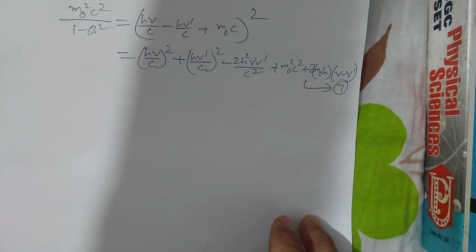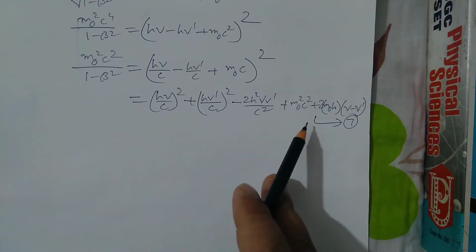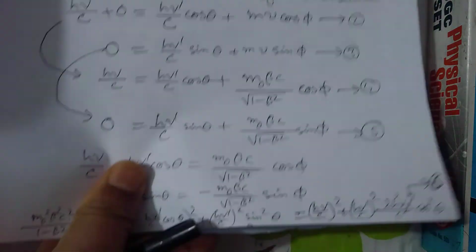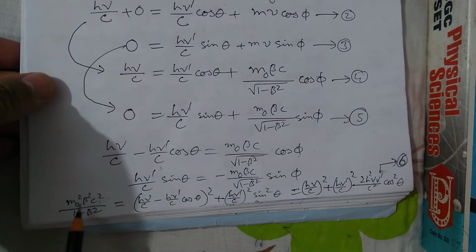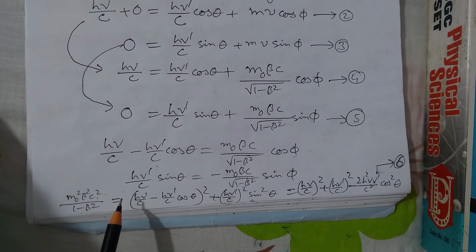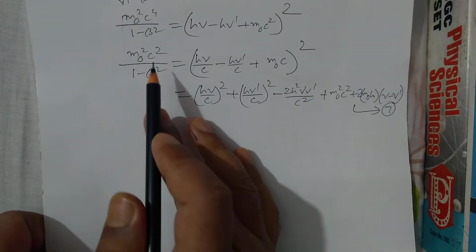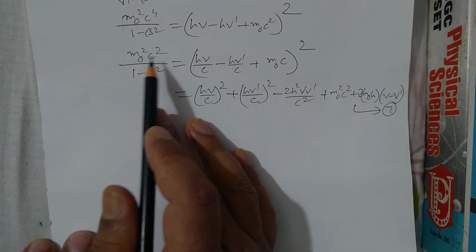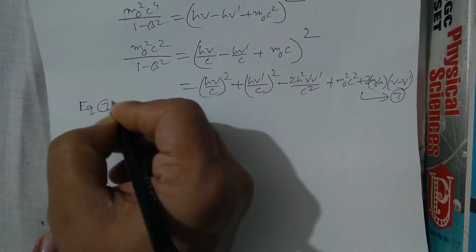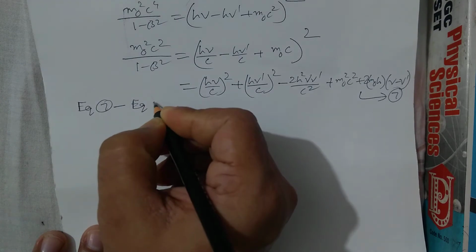Now here this is equation number 7, m naught square c square by 1 minus beta square, and this one is equation number 6, m naught square beta square c square by 1 minus beta square. Okay, and here there is just c square, no beta square. So let us do equation 7 minus equation 6.